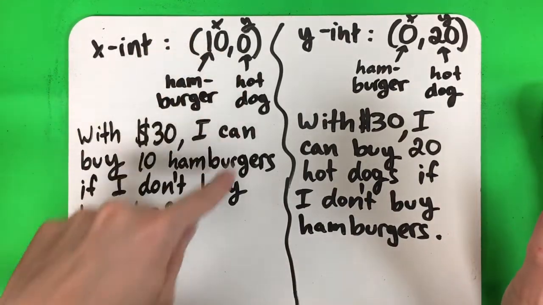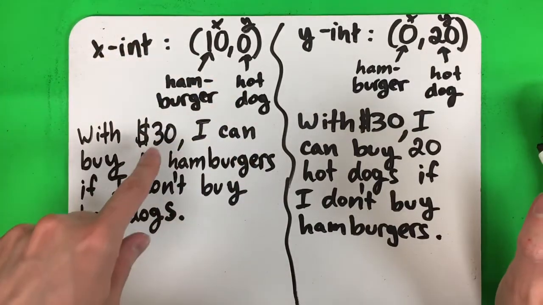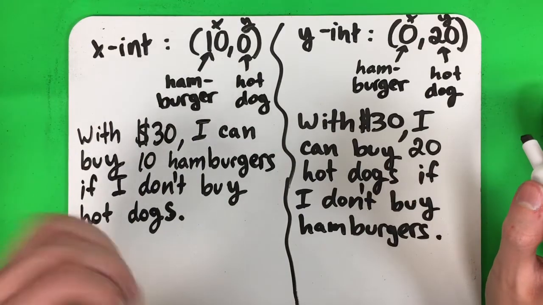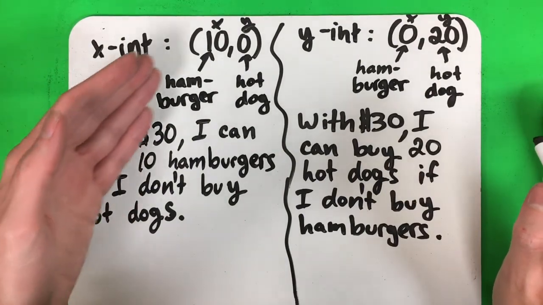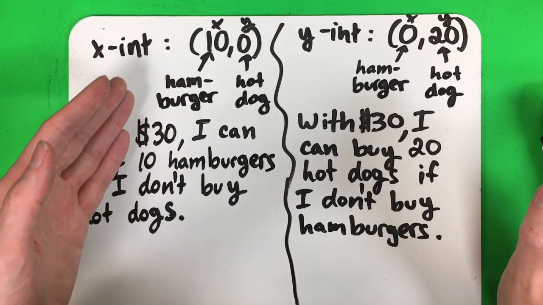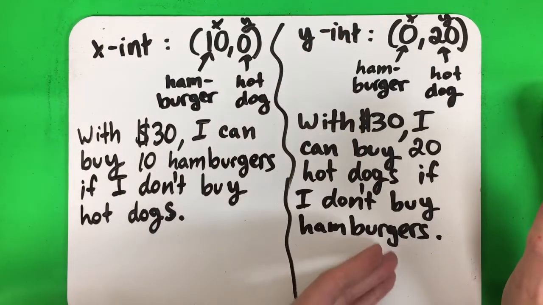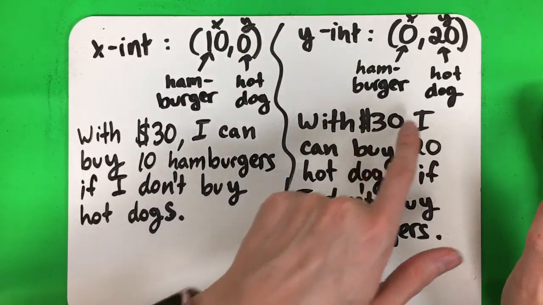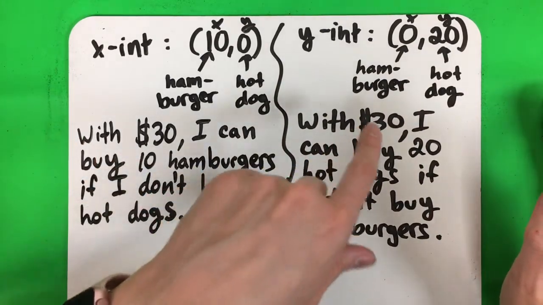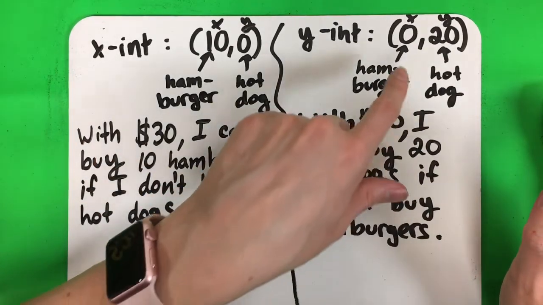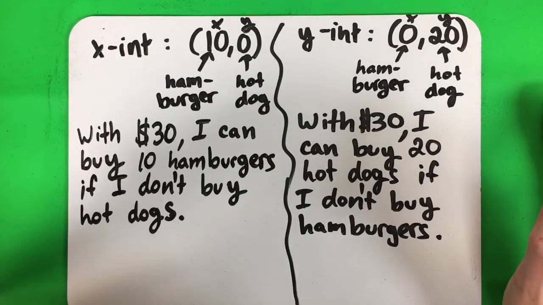So here, if you spent all your money on hamburgers, you can buy 10. So with $30, you can buy 10 hamburgers and nothing else. Entonces con $30 puede comprar 10 hamburguesas si no compra nada más. Same here. Mismo aquí. So with $30, you can buy 20 hot dogs if you don't buy anything more. Con $30 puede comprar 20 hot dogs si no compra nada más.